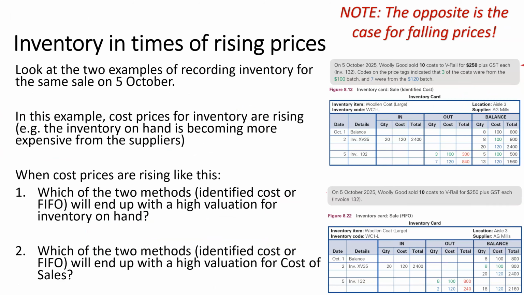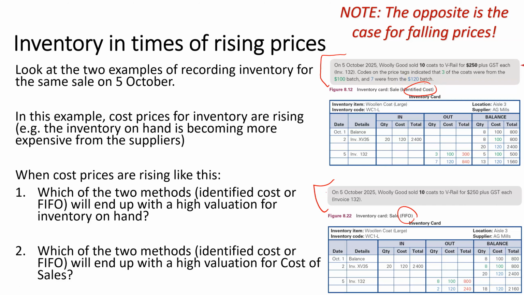So why is it important to know how to compare these? Well, because we can be asked to talk about the differences between identified cost and FIFO, to compare what would happen if we used one method over the other, and the impact that that would have on things like inventory on hand and cost of sales. So in this example, which I've taken from the Cambridge text, similar to what we saw in the previous slides, we've got a sale on the 5th of October. It is the same amount of items being sold, 10 coats, but the first one here is using identified cost, and the second one is using FIFO.